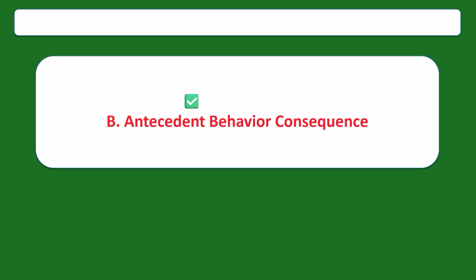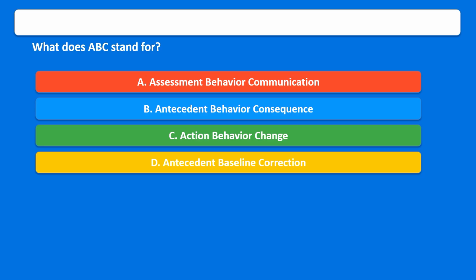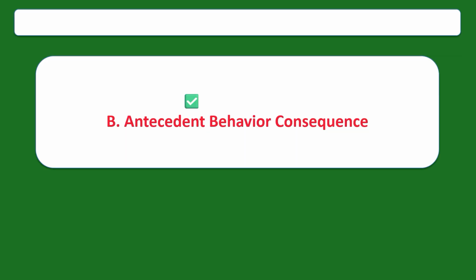Question 3. What does ABC stand for? A. Assessment Behavior Communication. B. Antecedent Behavior Consequence. C. Action Behavior Change. D. Antecedent Baseline Correction. Pause. Answer. The correct answer is B. Antecedent Behavior Consequence. Collecting accurate ABC data helps the treatment team make informed decisions.